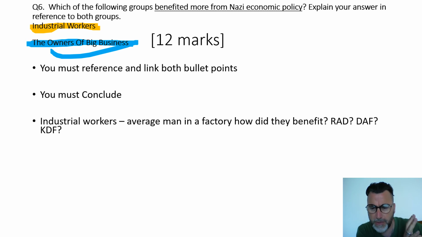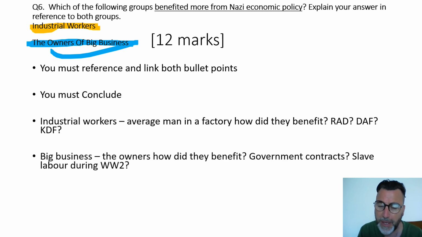RAD, young topless men out doing things in the fields. DAF, big trade union, canteens in the workplace, organised activities, radio, etc. KDF, Strength Through Joy, all the bits. Reward the workers for all of these things. You know, did they benefit? Yes, no, explain. Big businesses, that's the owners, the people who own these businesses.